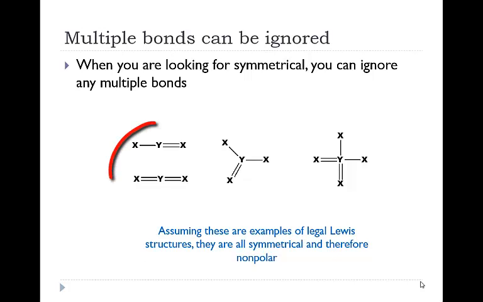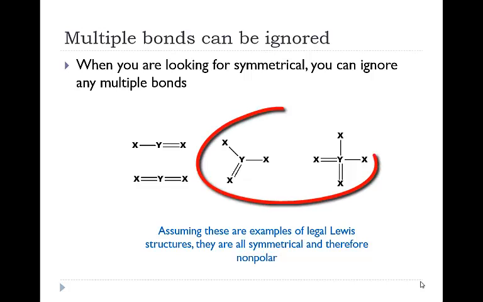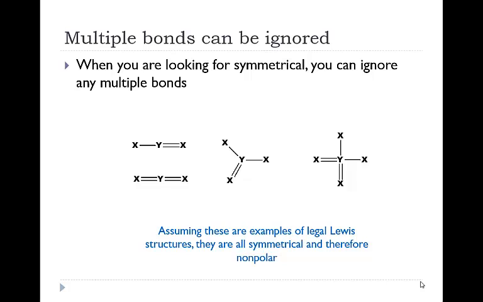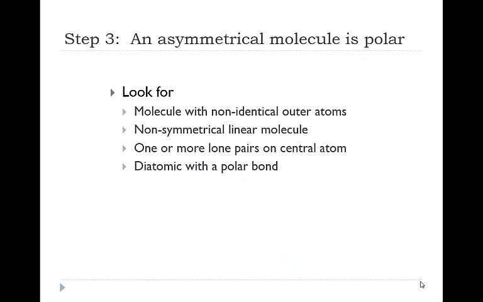For example, the two on the left, where you've got X, Y2, both would have the same polarity. They are symmetric. If you assume that these are examples of legal Lewis structures, they're all symmetrical and therefore nonpolar. The two on the right are also symmetrical. It doesn't matter that one has one double bond and the other has 2 double bonds. It is still considered symmetrical. All of the outer atoms are the same, and there are no lone pairs on the central atom.